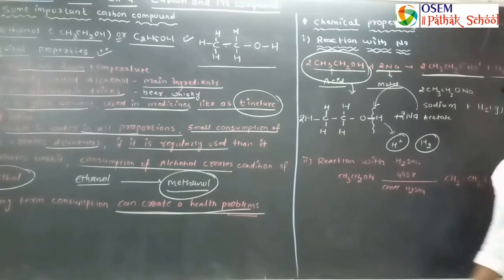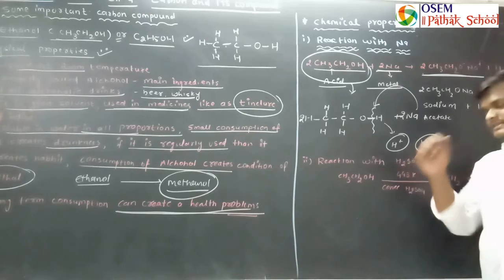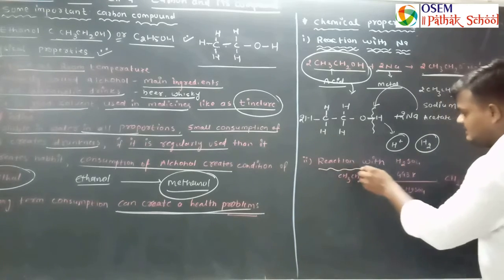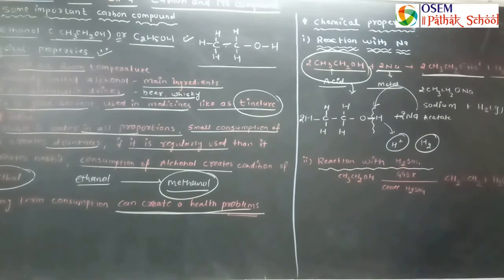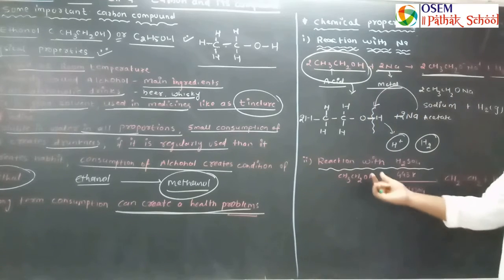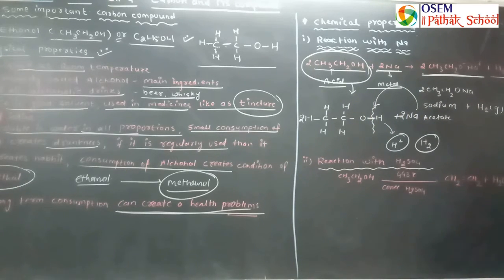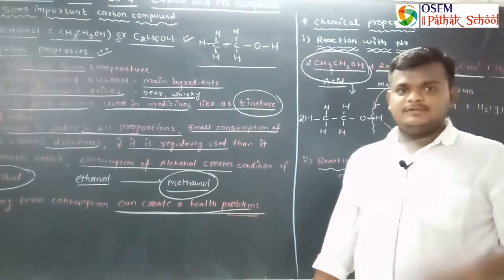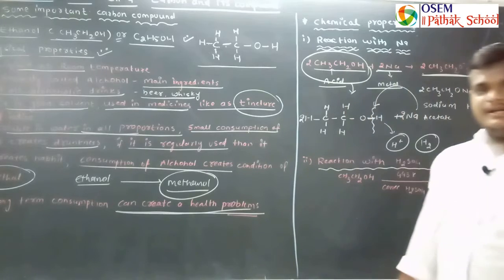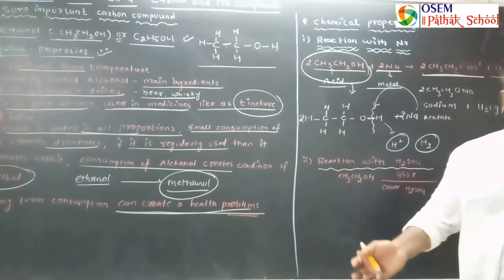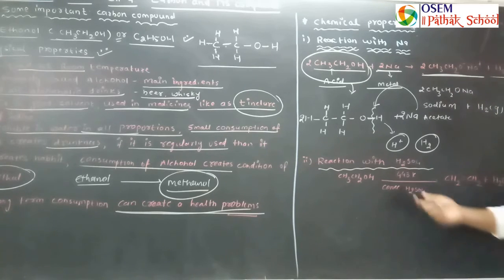Now another chemical property is the reaction with H2SO4. This is concentrated H2SO4, a highly concentrated sulfuric acid. When I add concentrated H2SO4 to the alcoholic solution, what is produced? We know that all acids are water absorbent. If you add an acid to anything, it will directly remove all the water molecules inside it. So here water is removed from the alcohol.